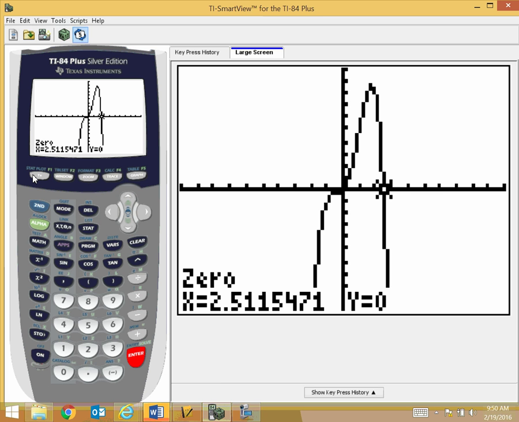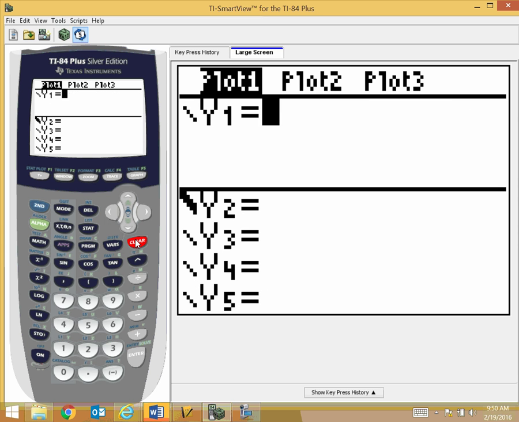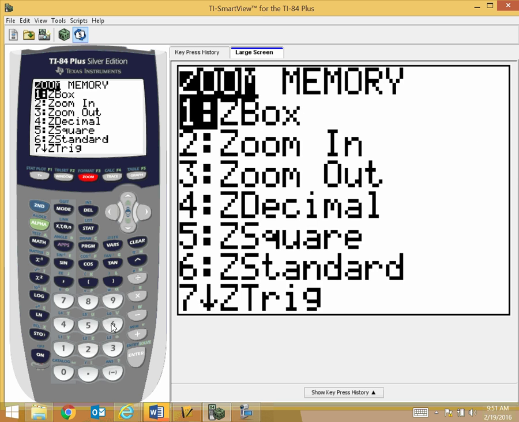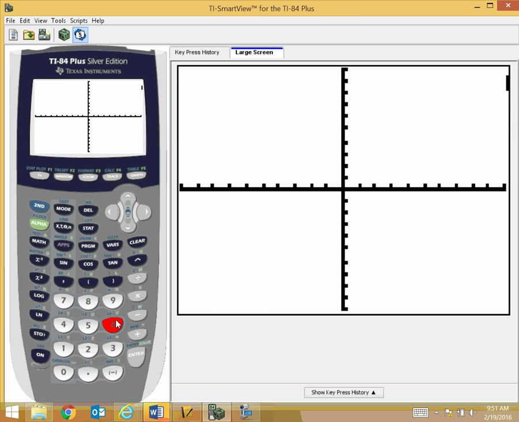All right, so we're going to throw in 2x cubed plus x squared minus 4x minus 2. Zoom 6 to see what kind of picture we get. See if we have to adjust the window at all. And it looks like we see a pretty good graph.